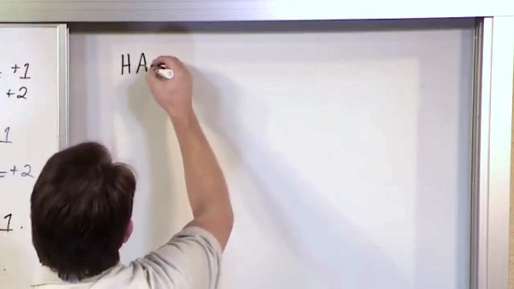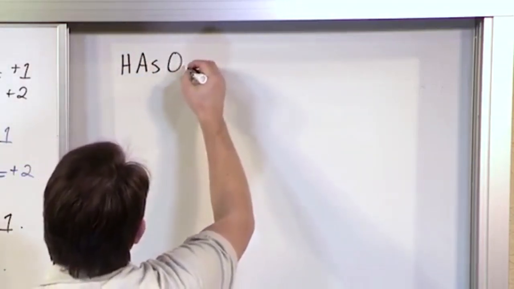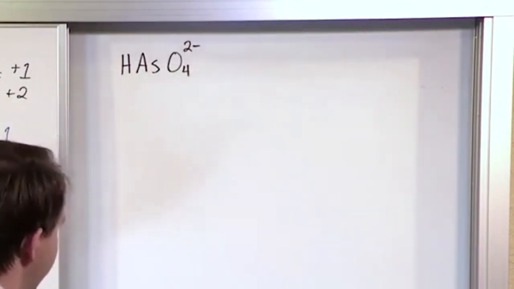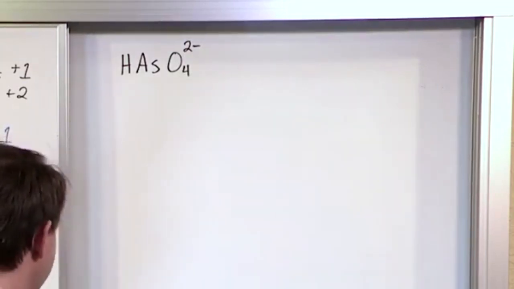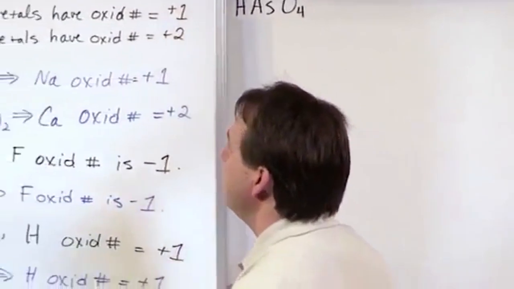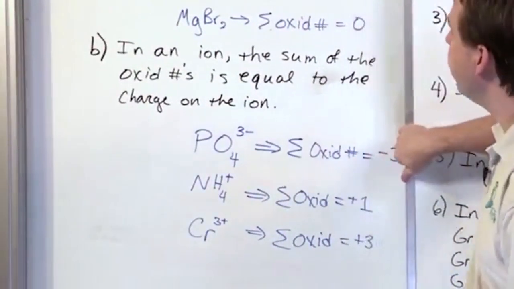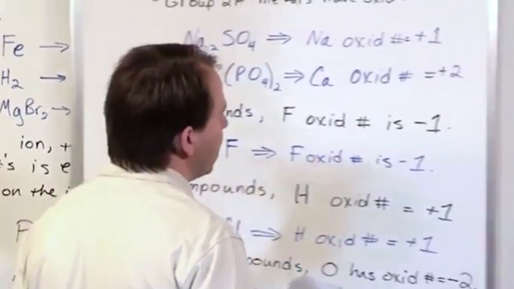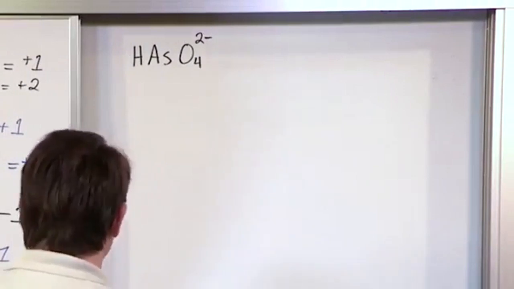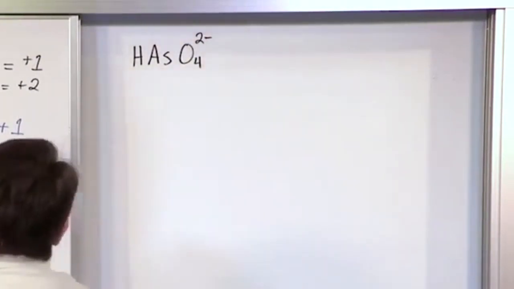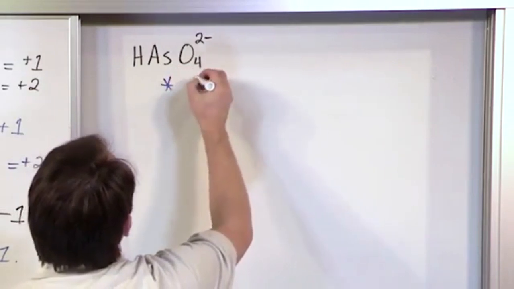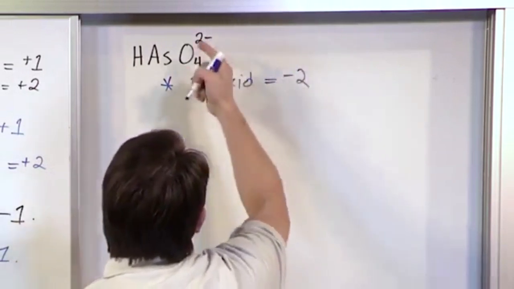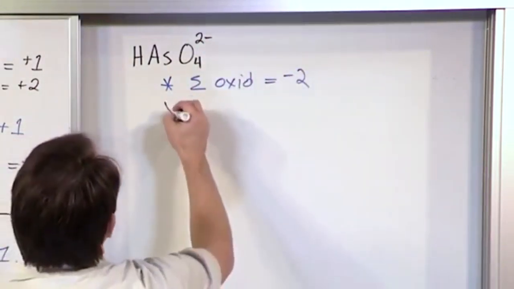So here we have hydrogen, arsenic, oxygen, and this is an ion where the charge on this whole guy is -2. So again, we look at rule number 1, which we've done many times, and basically it says if it's an ion, then the sum of the oxidation numbers is equal to the charge on that ion. So that's what we're doing right here. And so we write down rule number 1, the sum of the oxidation numbers is going to be equal in this case to -2 because this ion has a charge of -2. So that's the first thing.